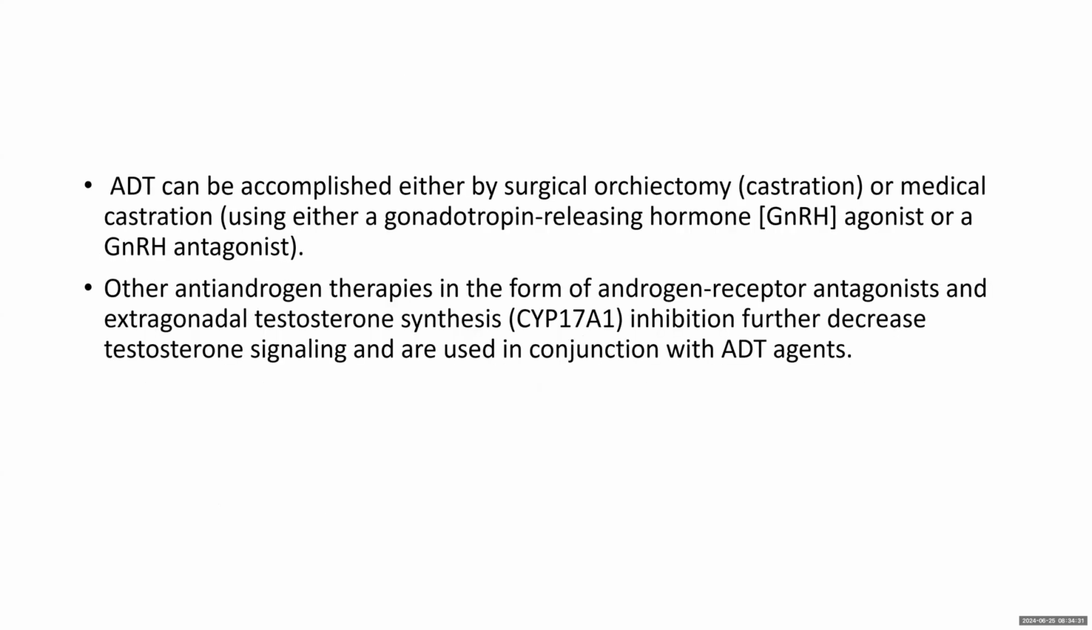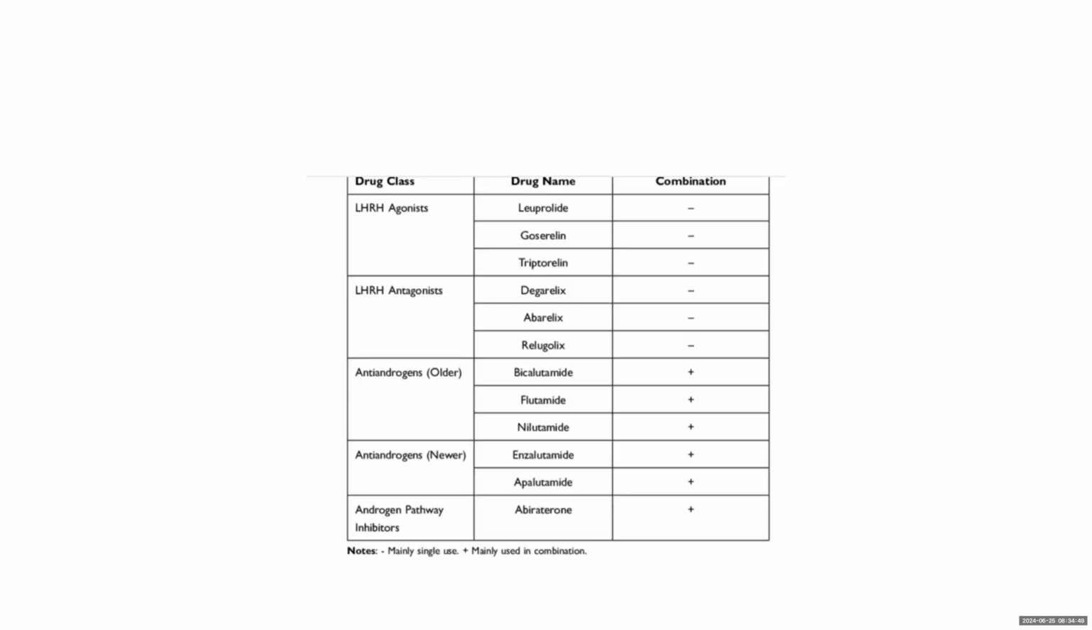ADT can be accomplished either by surgical orchiectomy (castration) or medical castration using GnRH agonists and antagonists. Other anti-androgen therapies, in the form of androgen receptor antagonists and inhibitors of testosterone synthesis, that is abiraterone, a CYP17A1 inhibitor, further decrease testosterone signaling and are used in conjunction with ADT agents.